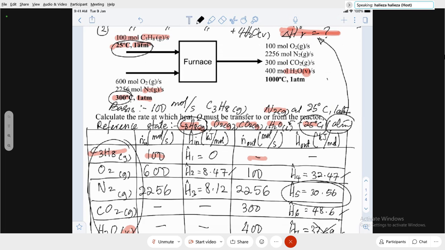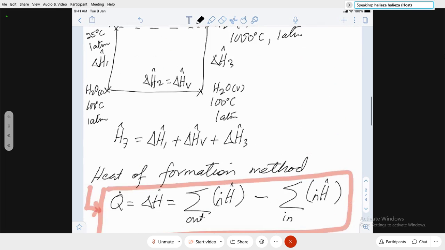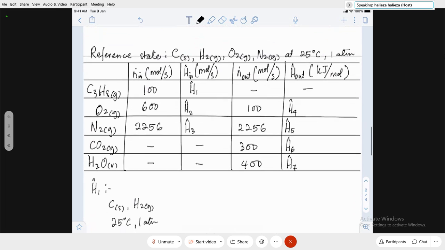So when you listed propane as a reference state, since it is at the same temperature as your reference state, your enthalpy is equal to 0 when you did it using the heat of reaction. Now the problem is that when you do it using the heat of formation, propane is not listed in the reference state. It doesn't exist as propane. The elements are the ones that exist as the reference state.